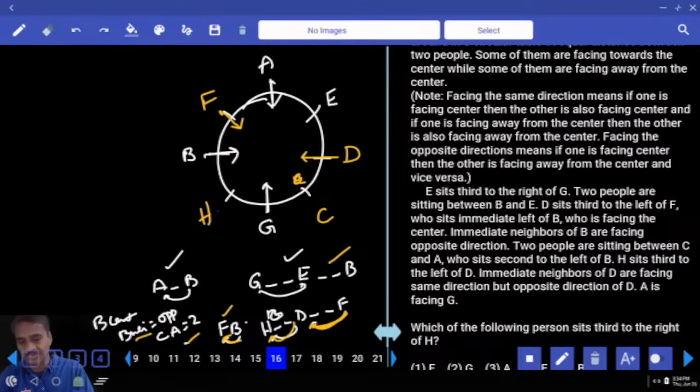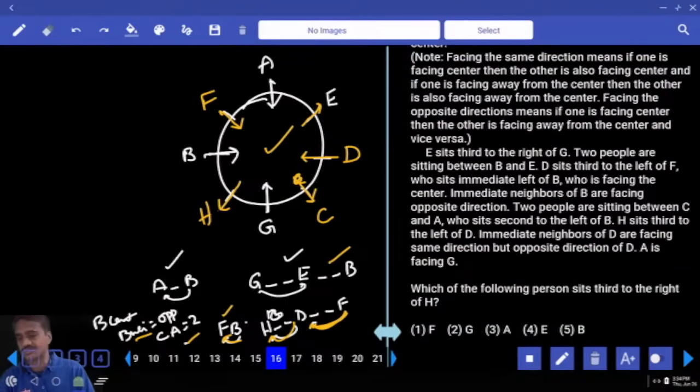B's neighbors are opposite. F is center, H is away. And at the same time, any other information we have? Immediate neighbors of D are facing the same. Neighbors of D are facing but opposite to D. Opposite to D means E and C are facing away from the center. Done? Now this is the final arrangement we have.